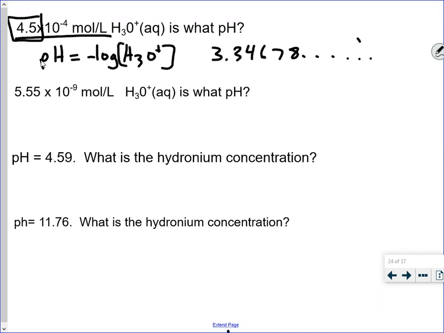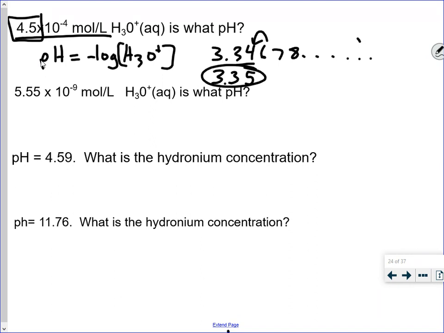So I've got to round this to 2 sig figs. So I have to round this to 2 digits after the decimal, because anything in front of the decimal doesn't count. So this would be 3.35, because the 6 rounds the 4 to a 5. That's the pH of 4.5 times 10 to the negative 4.